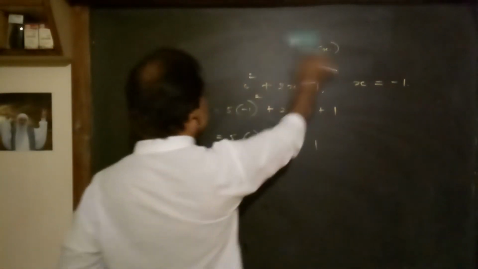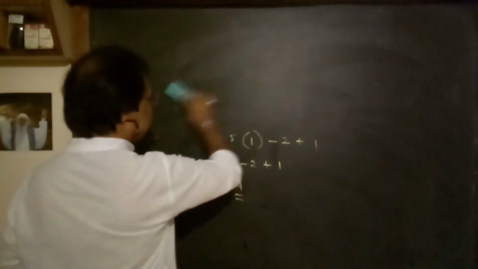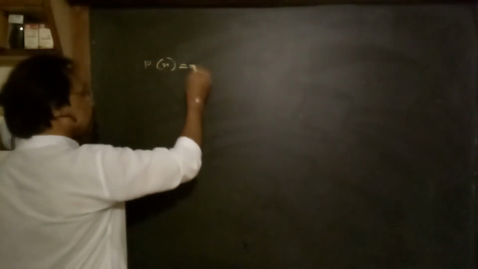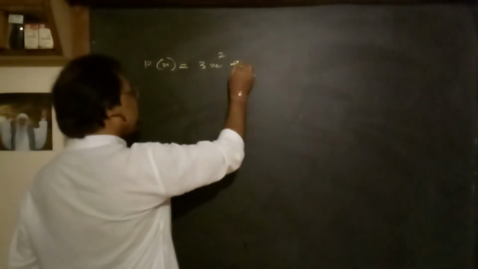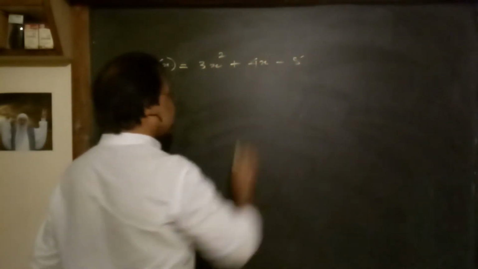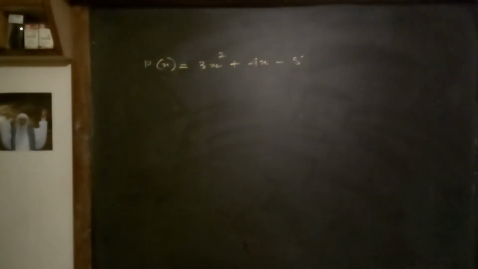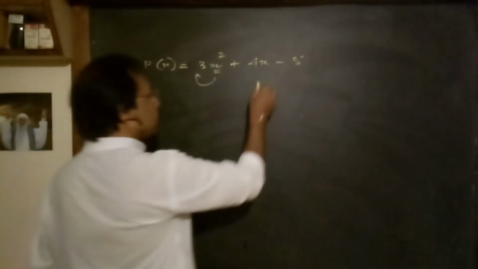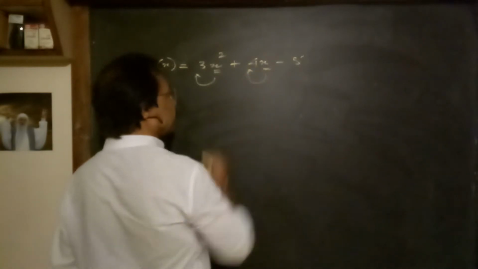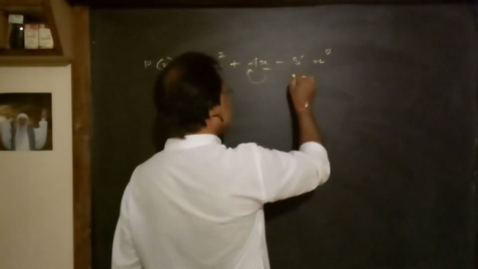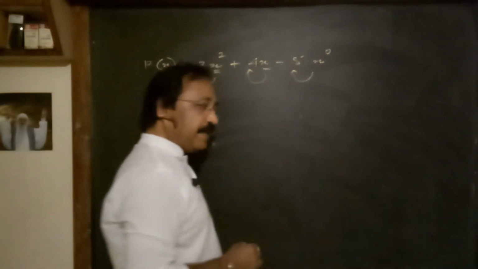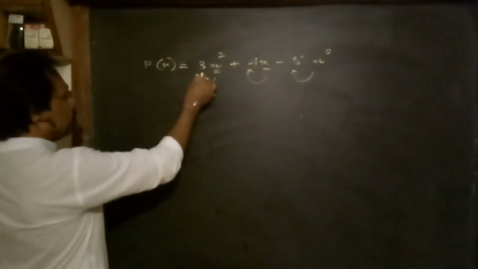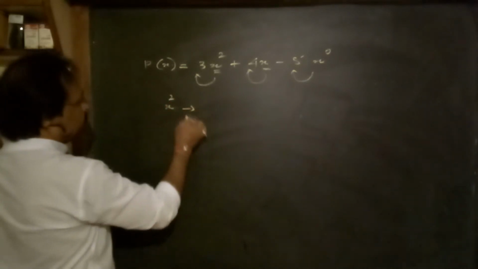Then another thing you have studied, p of x is equal to 3x square plus 4x minus 5. In this polynomial, what is the multiple of x square? That is 3. Multiple of x, it is 4. And here nothing means x to the power 0. What is the multiple of x to the power 0? It is minus 5. And these are called, what is the multiple of x square?